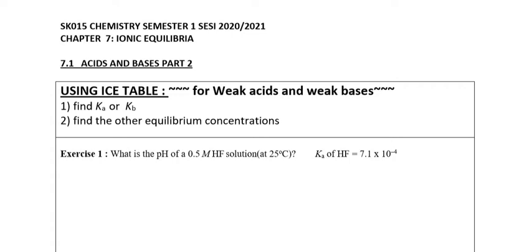Okay, for this time I want to show you how to use the ICE table for weak acid and weak base. The function of the ICE table is to find Ka or Kb or equilibrium concentration. For your information, the ICE table is only used for solutions that we call weak acid or weak base. If you have a strong acid or strong base, you must use the table that I showed in the previous lesson.